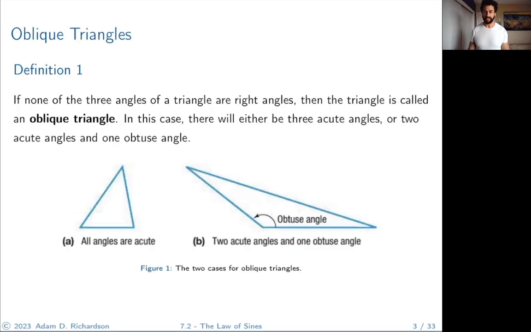So let's start with this. What is an oblique triangle? If you've got a triangle and none of the three angles are right angles, then we say that the triangle is an oblique triangle. So when you have this situation, there are going to be two possible cases. There will be one where all of the angles of the triangle are acute, or two of the angles will be acute and one of them will be obtuse. This is an obtuse angle right there. So we're going to be dealing with triangles of any type, really. But these are the two that we're going to see the most in this particular section.